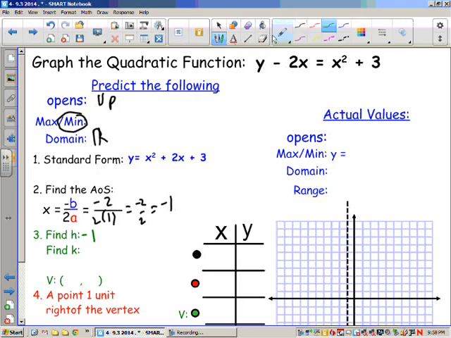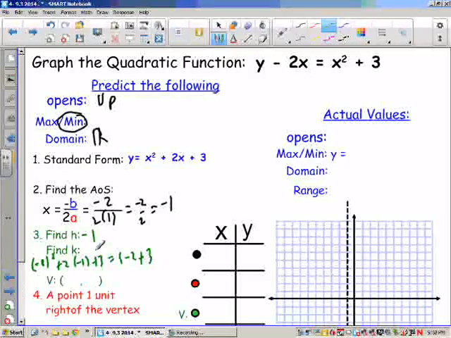And then plugging in -1, we get -1 squared plus 2 times -1 plus 3. -1 squared makes it a +1 minus 2 plus 3. 1 and 3 is 4. Take away 2, we get a 2. So the point is -1, 2.